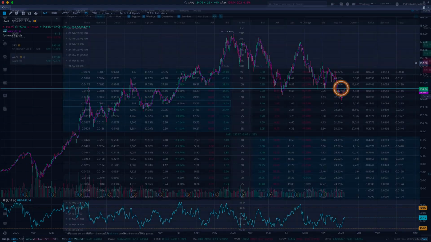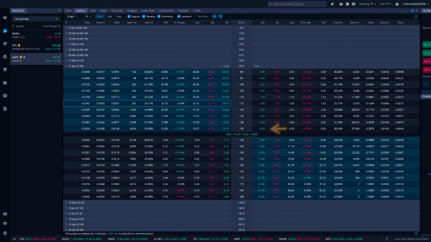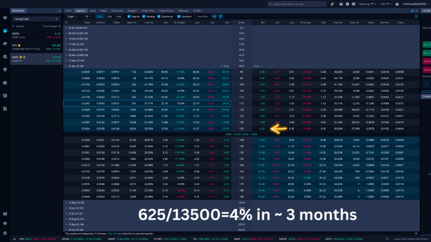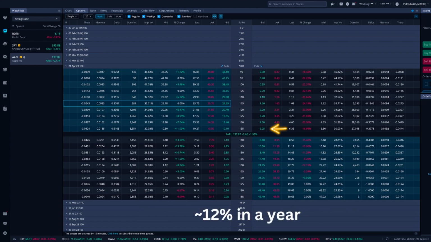Let's see what that could be approximately in the options chain. If you see the at-the-money contract for $135 for 3 months was approximately $625. Which is 4% of your cash position secured for this contract. Within a year, you could have collected 12%. This is a good return, right?